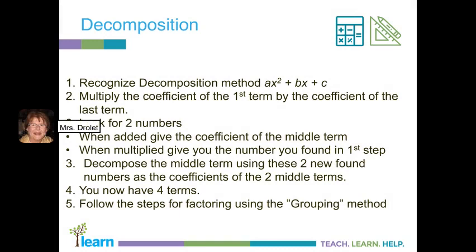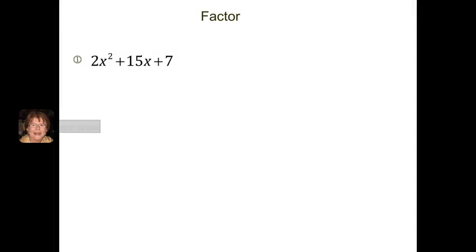So these are the steps that I'm going to go through when you recognize that the decomposition method is the technique to factor an expression. So you've recognized that it's the decomposition method. There are 3 terms. They're in decreasing order of exponents, and the coefficient of the variable squared is a number other than 1. Here's what you have to do.